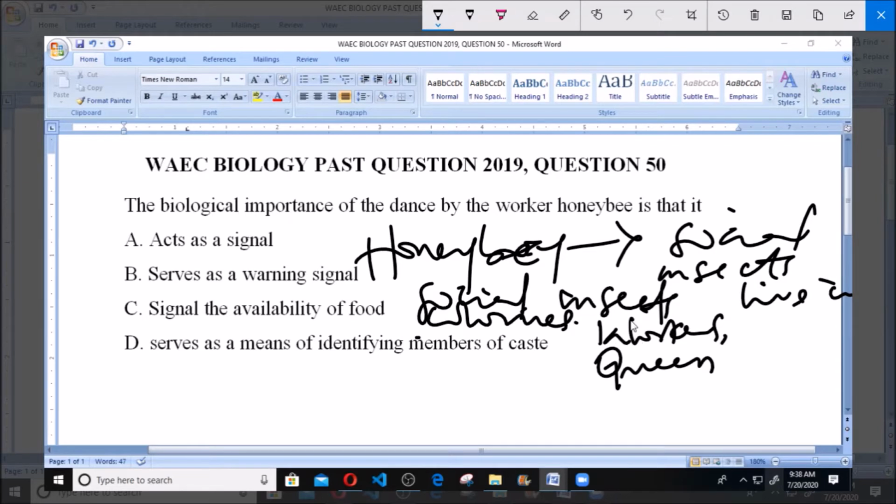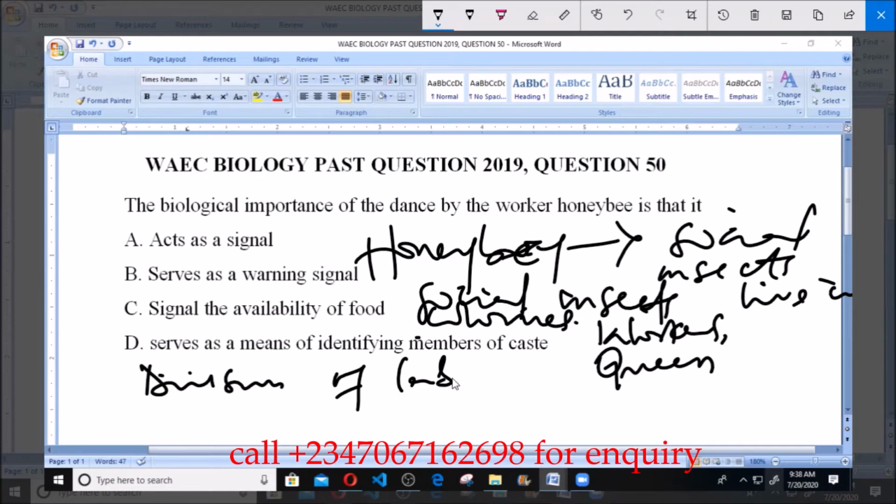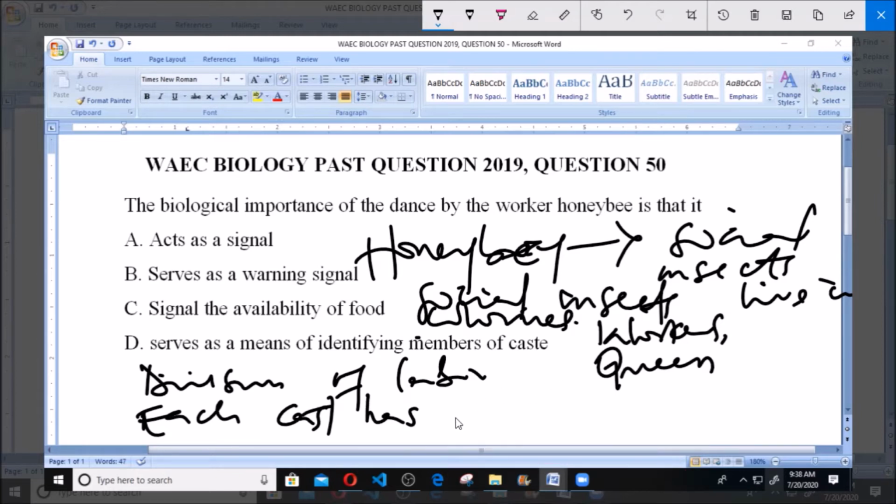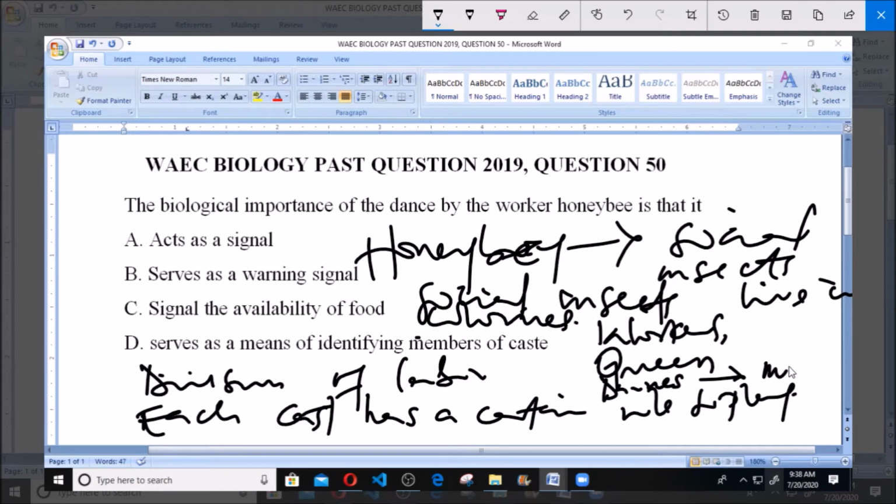Now, in the social insect, there's always division of labor. When I say caste, I mean the queen, the workers, the drones. Each caste has a certain role to play. The workers are responsible for doing most of the work, identification of food and the rest. Now the drones are responsible for mating with the queen.